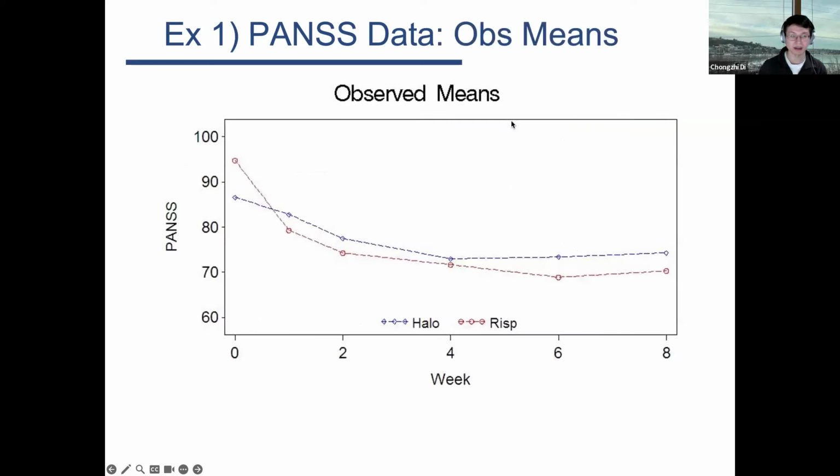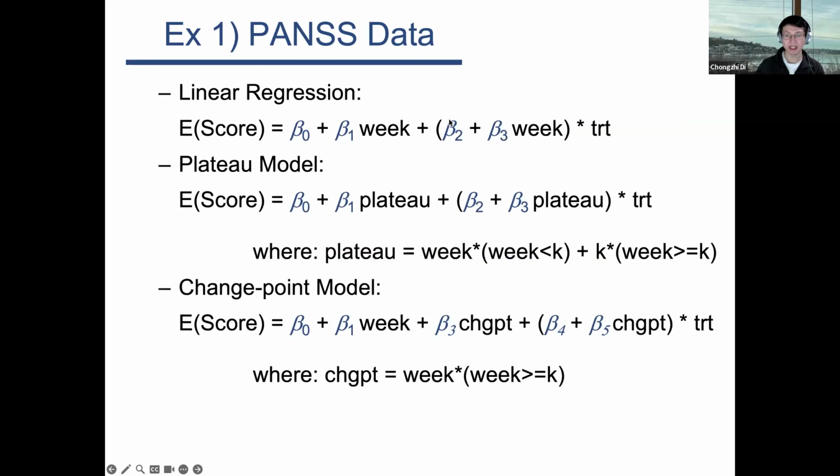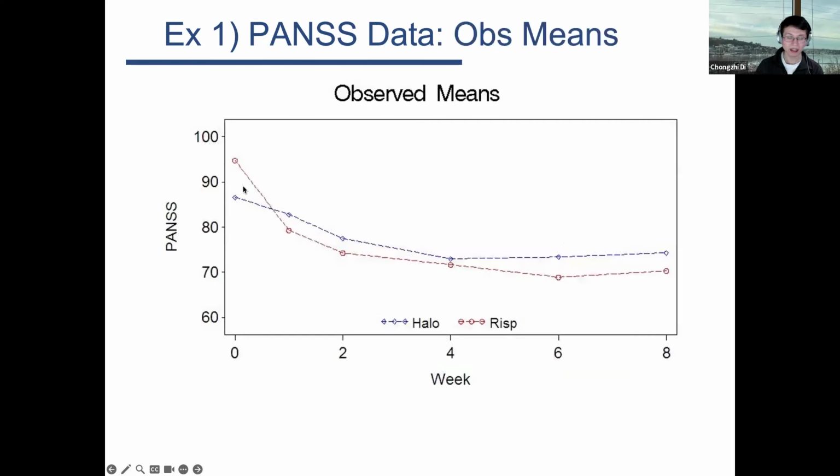The reason being that, beta 2 tells us, if you let week equal 0, this term disappears, this term disappears. So beta 2 tells us the difference in the PANSS score between the two treatment groups at baseline. But because it's from a randomized trial, if you did the randomization correctly, this difference should be pretty small. Any difference you observe should be purely due to chance. So that's why it's not our main interest.